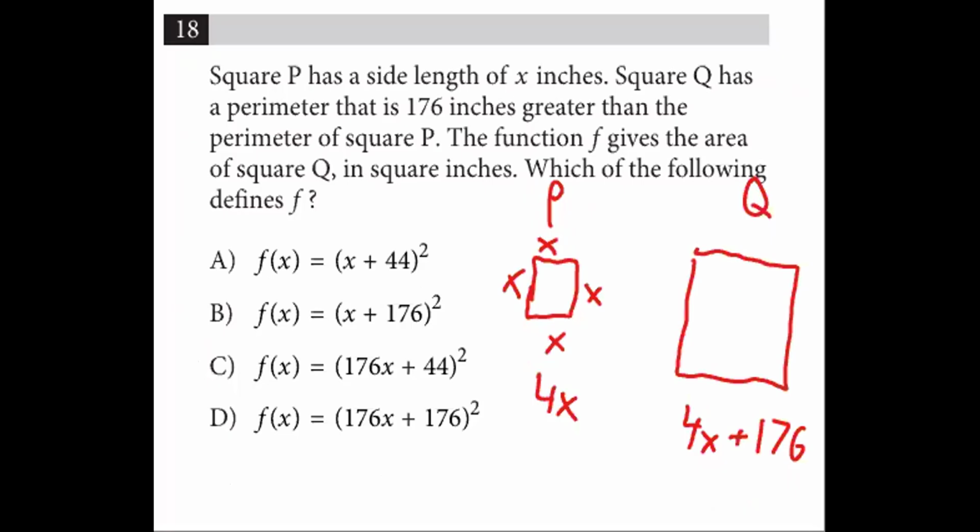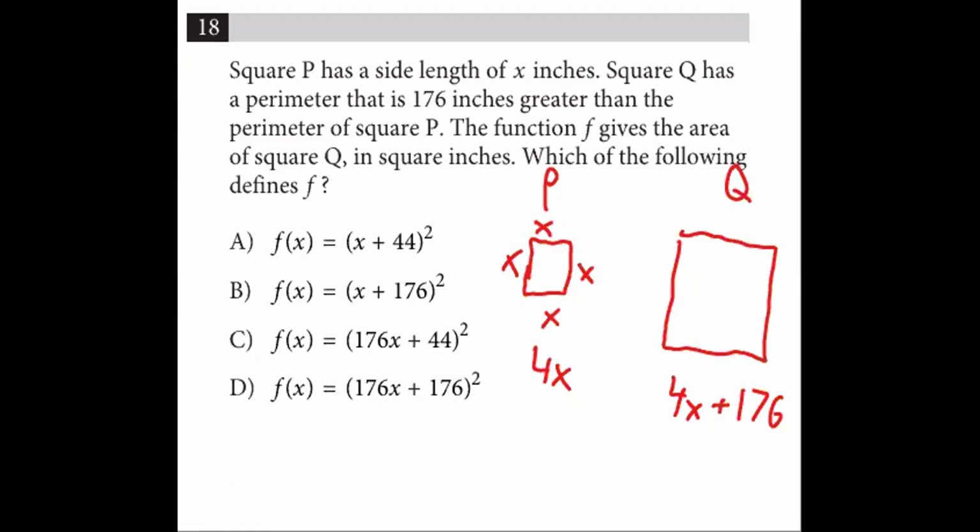Now we need to find the side lengths for square Q. So in this case, we'll just divide the perimeter by 4 because it's a square, so all sides have the same size. So 4x plus 176, we're just going to divide that by 4. That gets us x plus 176 divided by 4, which is 44. So the side length for square Q is just x plus 44 for each of the sides.